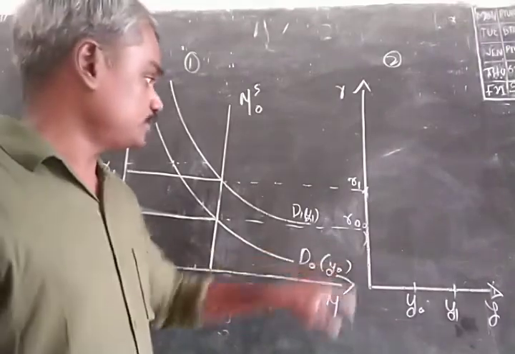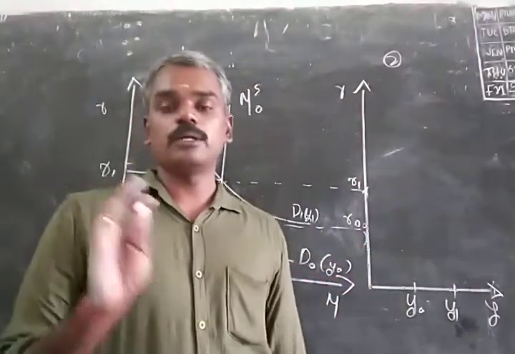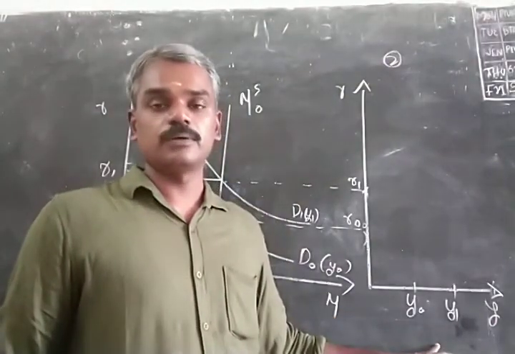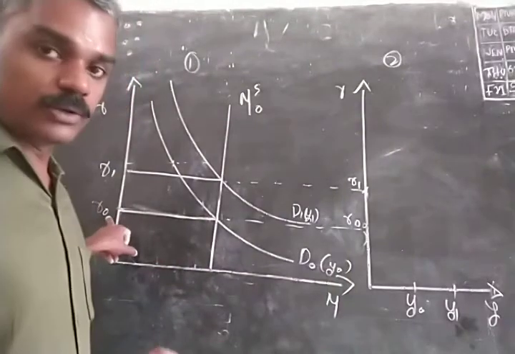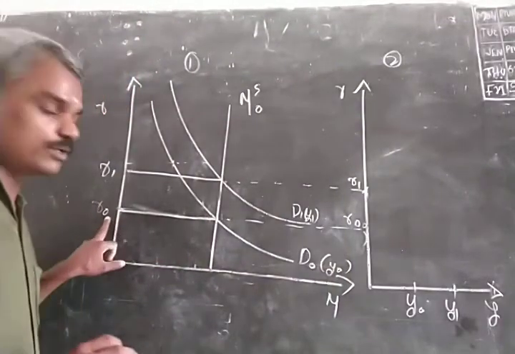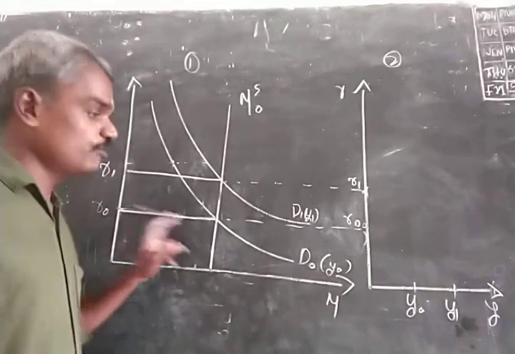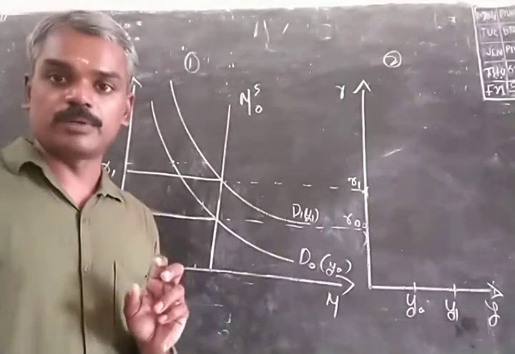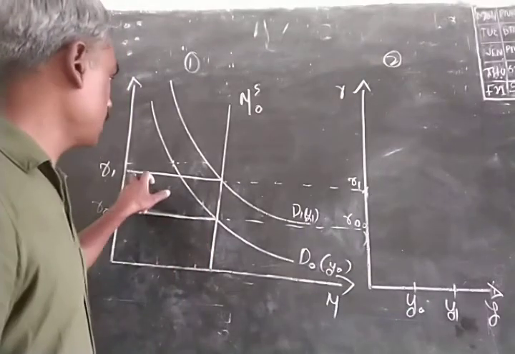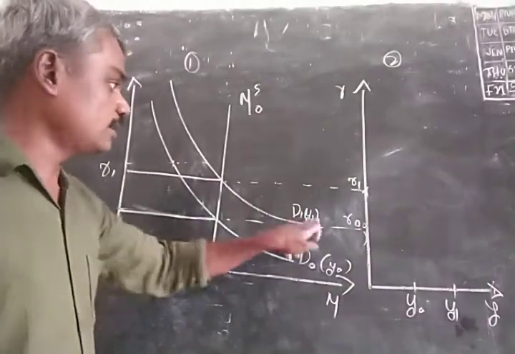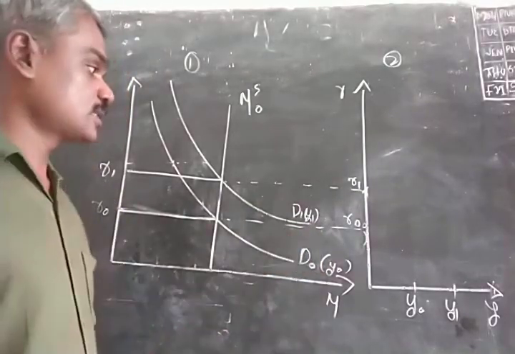So we have got combinations of interest rate and income which bring in money market equilibrium. Y0 income and R0 interest rate is one combination of interest rate and income which brings in money market equilibrium, where money supply is equal to demand for money. Here we have another combination of interest rate and income which brings in money market equilibrium. Demand for money is equal to supply of money.